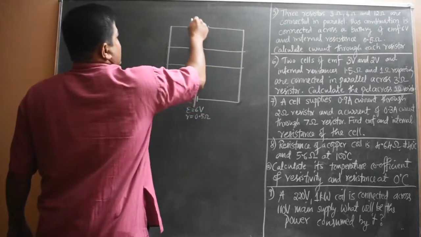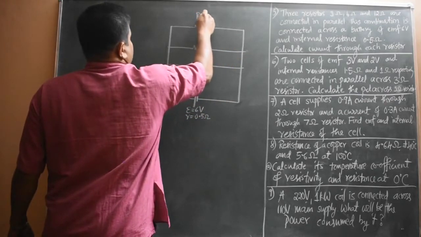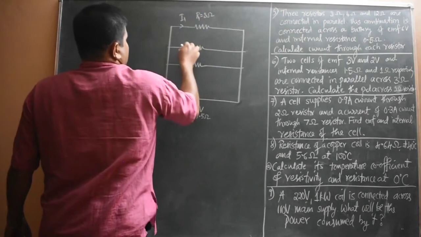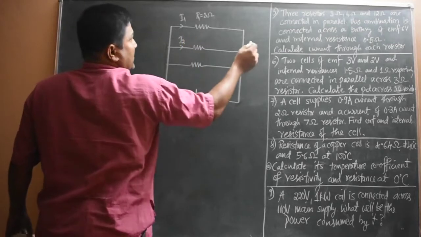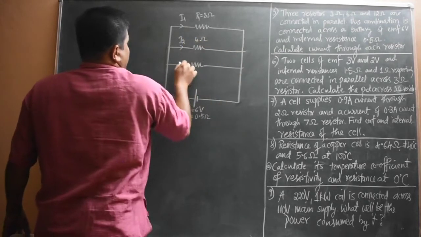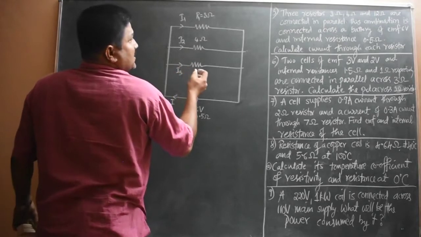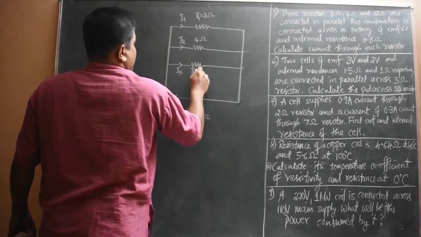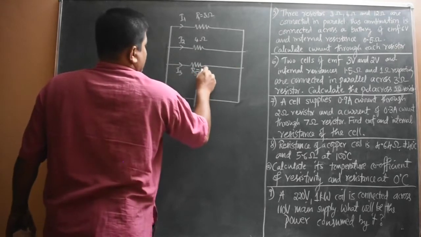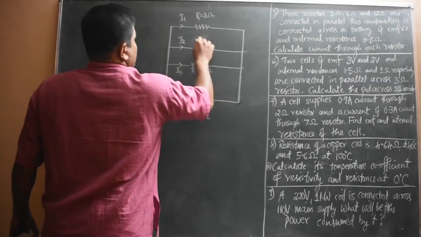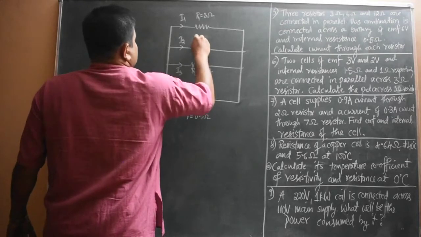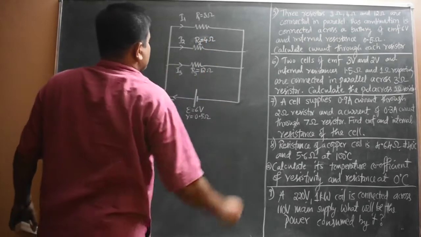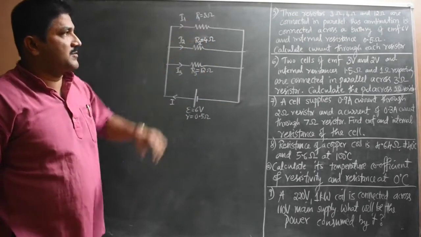So I will take here for the first one, R1 is 3 ohm. Current I will take say I1, here current I2 through another resistor, R2 equal to 4 ohm. Current I3 is through the resistor R3 equal to 12 ohm. Like this I will write the resistors and resistances. So this is the diagram for this problem.